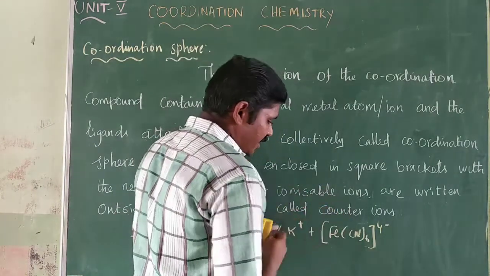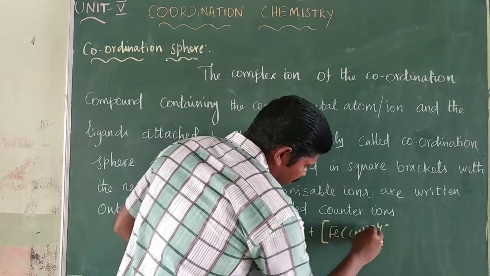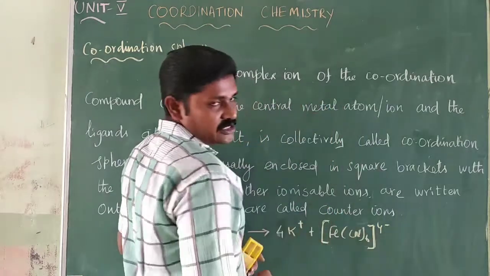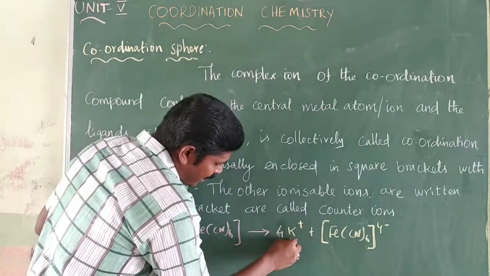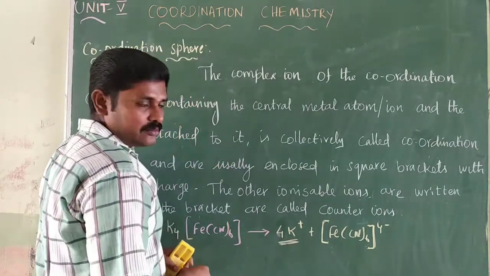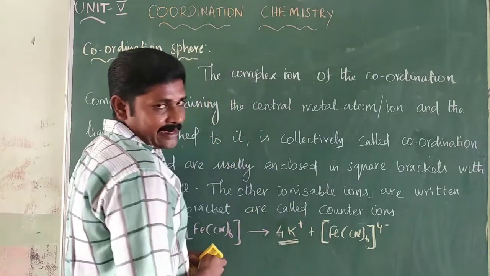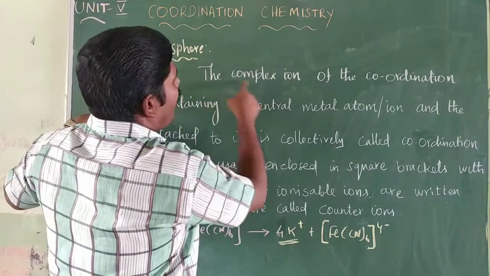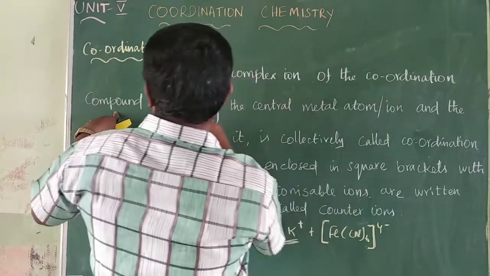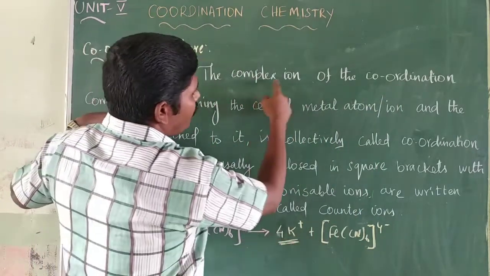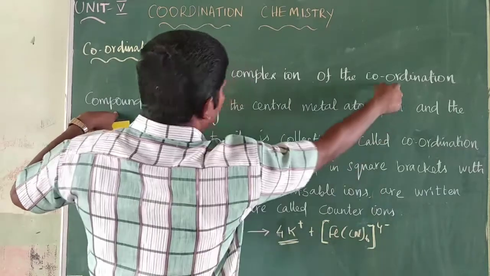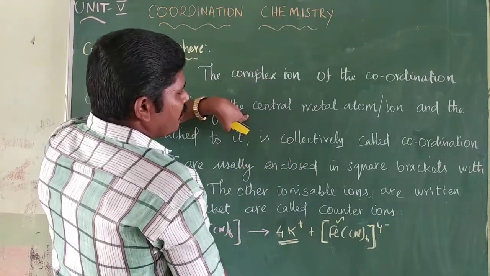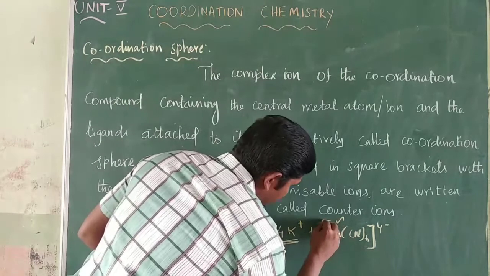Coordination sphere means what is within the square bracket: the central metal atom and ligands with the net charge. The remaining ions outside the square bracket are counter ions. The coordination sphere is the complex ion of the coordination compound containing the central metal atom.